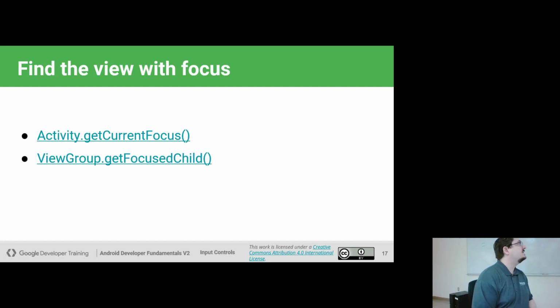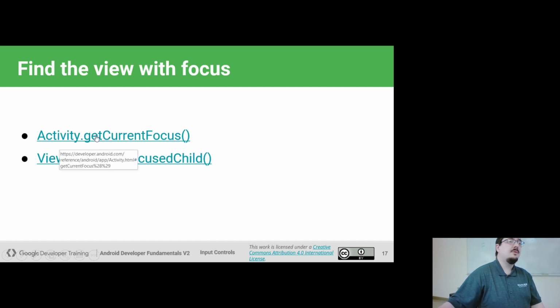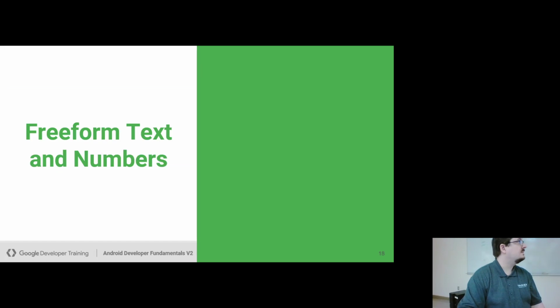If I am curious about what controls currently have focus, I can call on the activity. I can say get current focus. That will return me the view that currently has focus. I can also do the same thing on a view group and say in this view group which control currently has focus. I would say the most common one to use in there, though, is that first one on the screen to say, hey, tell me which thing currently has focus.